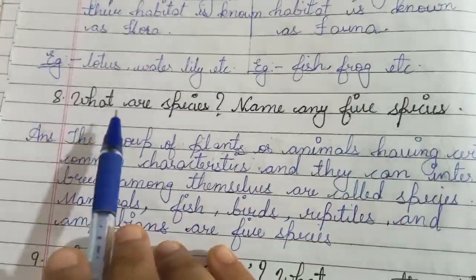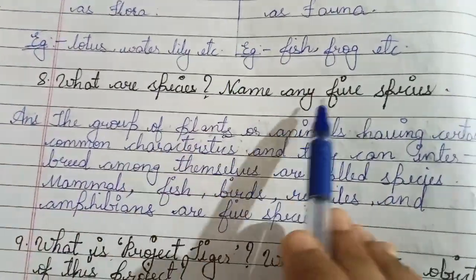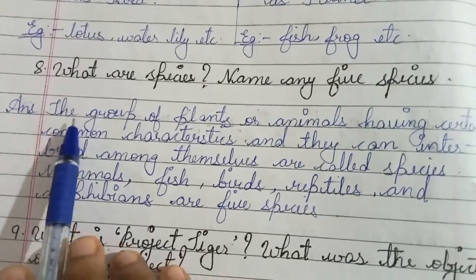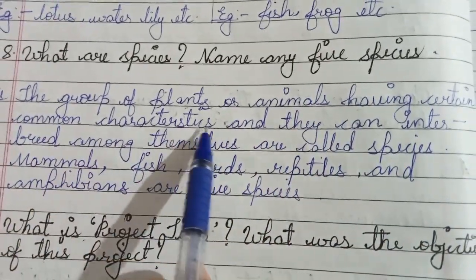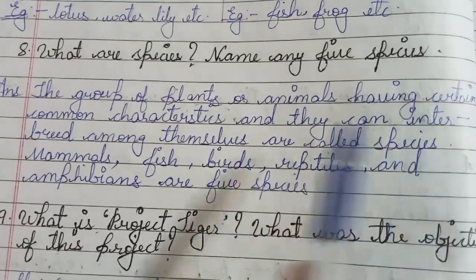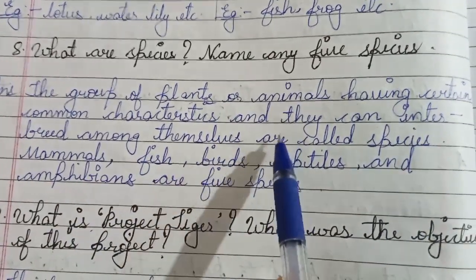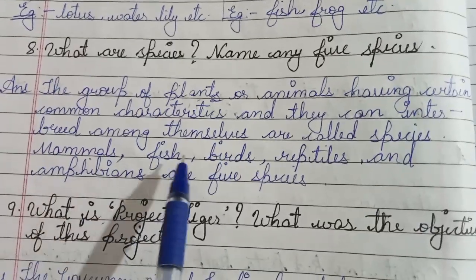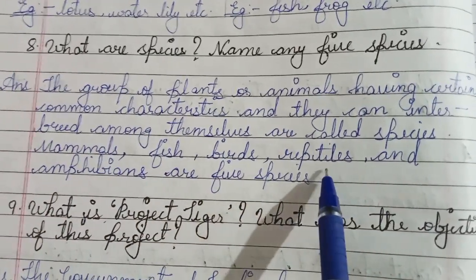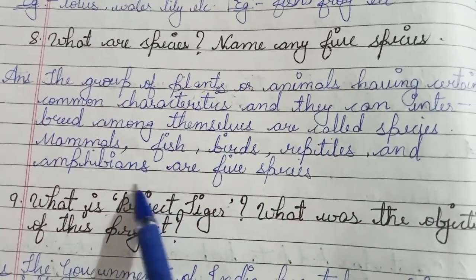8. What are species? Name any 5 species. Answer. The group of plants or animals having certain common characteristics and they can interbreed among themselves are called species. Example: mammal, fish, birds, reptile and amphibians.